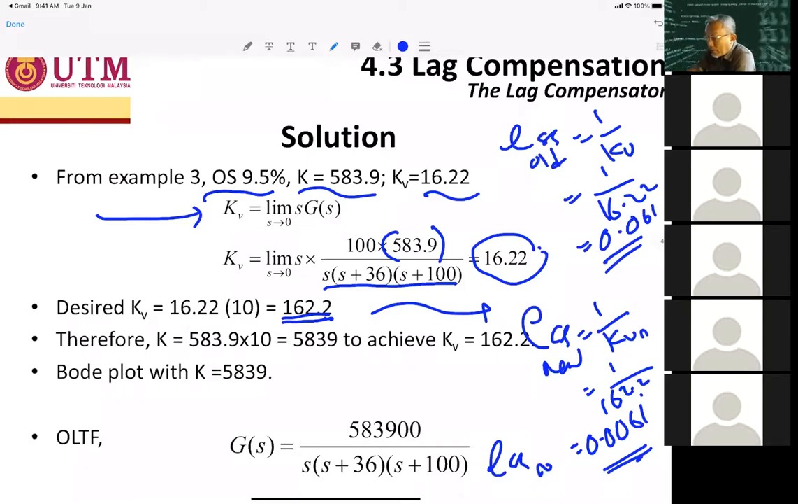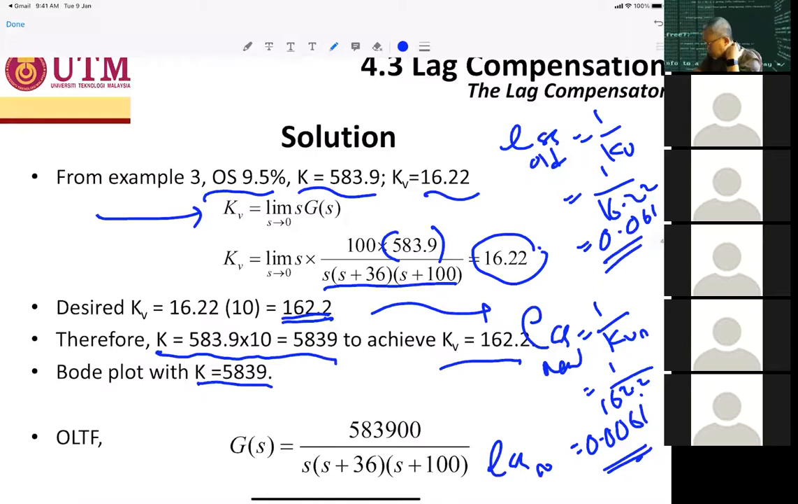Therefore, the K, 583.9, is multiplied by 10, which is 5839, to achieve 162.2. So we plot 5839 into the Bode plot as shown here.